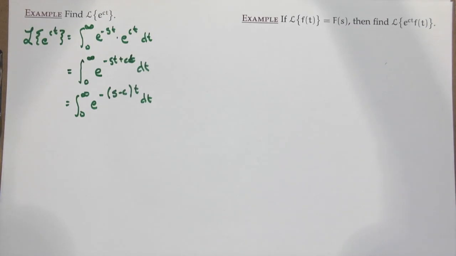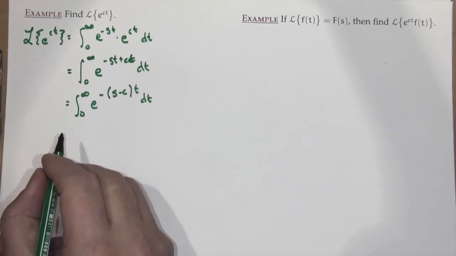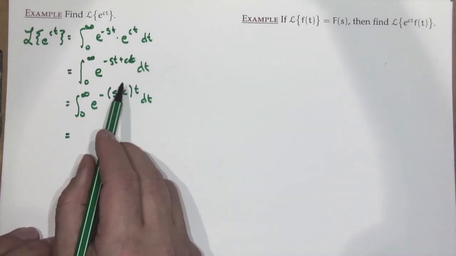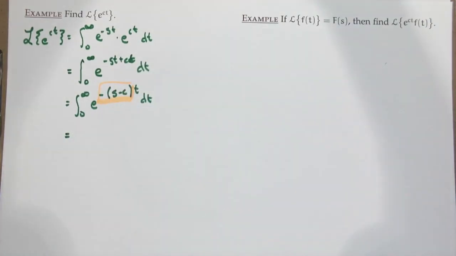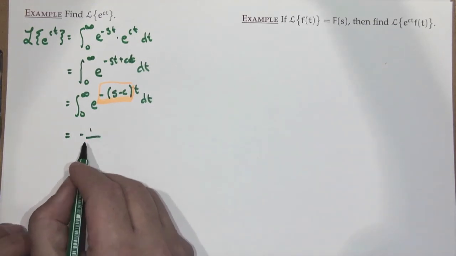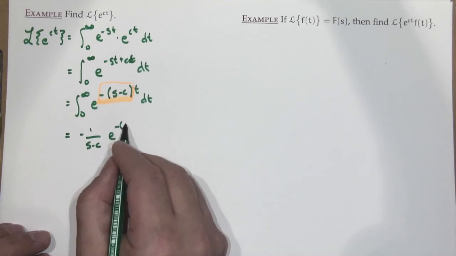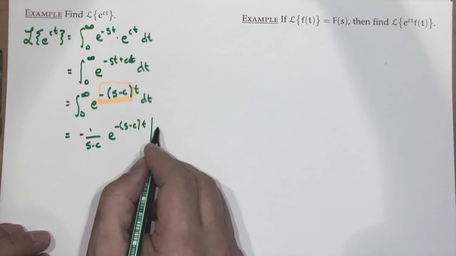All right. Well, how do you integrate something like this? How do you integrate e to something t? Yeah, you divide by what's in front of the t. When in doubt, I turn to the equation sheet. The equation sheet is good. The equation sheet is wise. Okay, so divide by what's in front of the t. What's in front of the t is this minus s minus c. So the minus is going to be incorporated in. So it'll be minus 1 over s minus c, e to the minus s minus c times t, and you evaluate 0 to infinity.